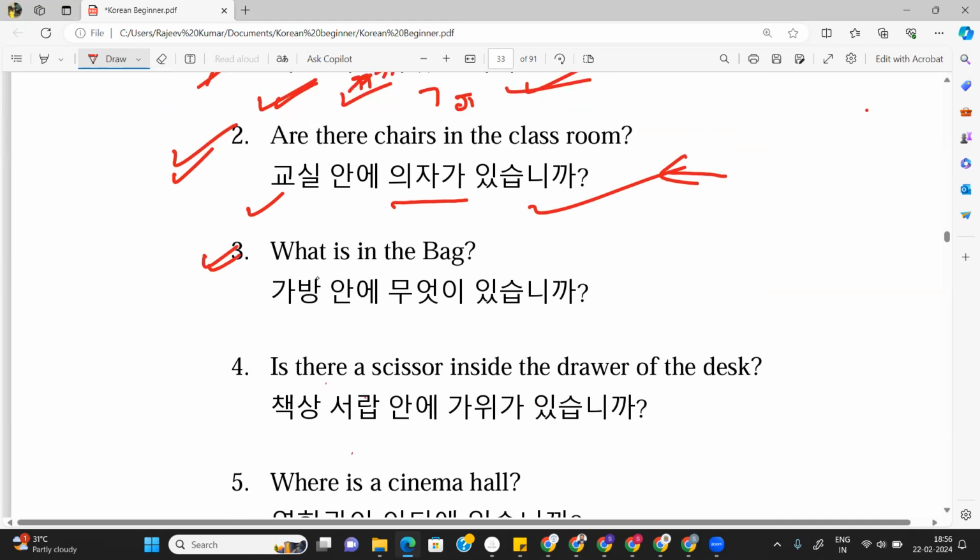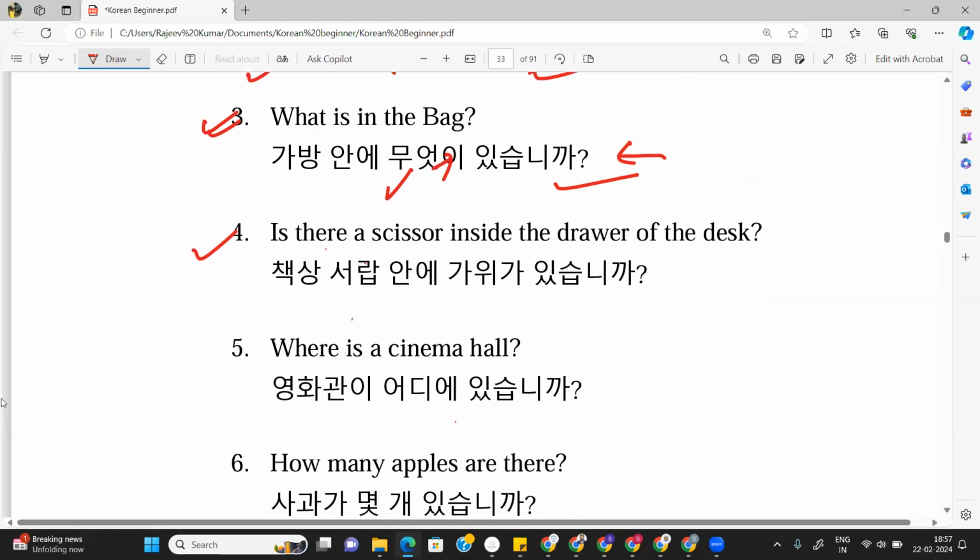Next. Second, third line. What is in the bag? Gabang ane, musoi. Correct. This will come here. While pronouncing, I have explained: muosi. Gabang ane muosi, isamnika. Correct. Next. Is there a scissor inside the drawer of the desk?